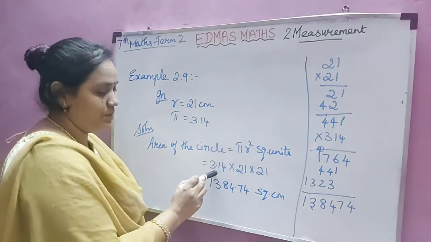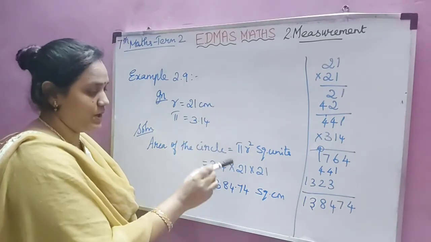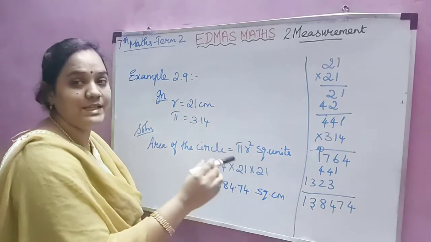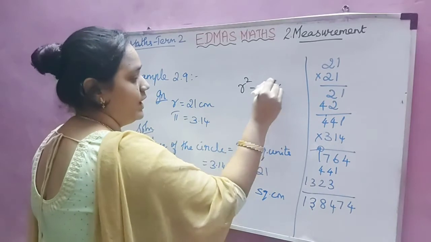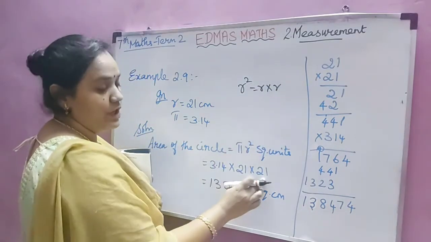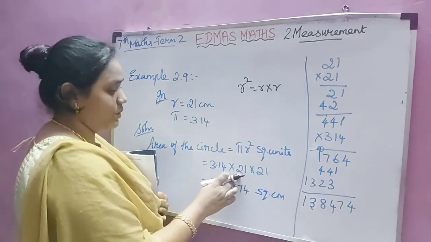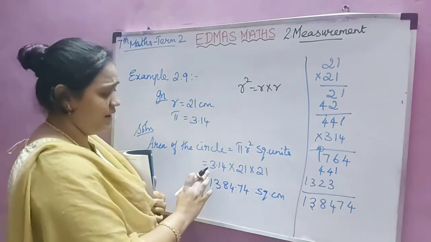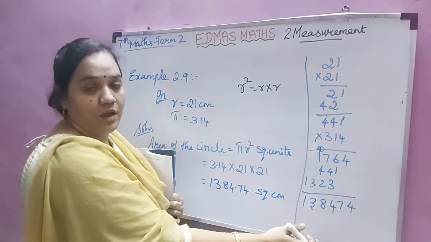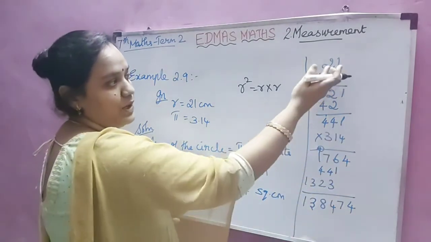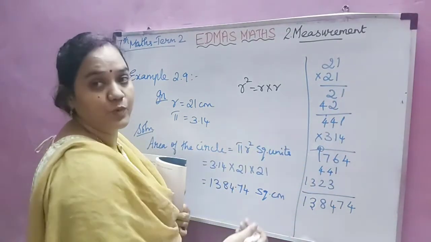So pi value is 3.14 into r, which is 21 into 21. R squared means r into r, that's why we have written the r value twice. Now we have to multiply these three numbers. I have done the multiplication calculation here. 21 into 21, I have multiplied and the answer is 441.